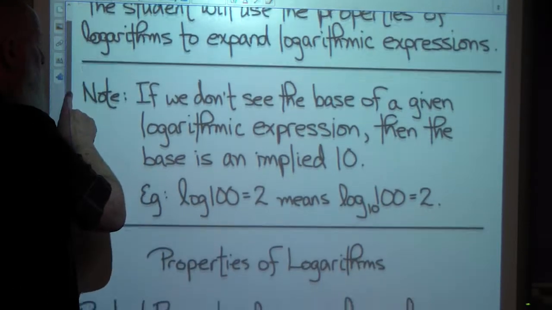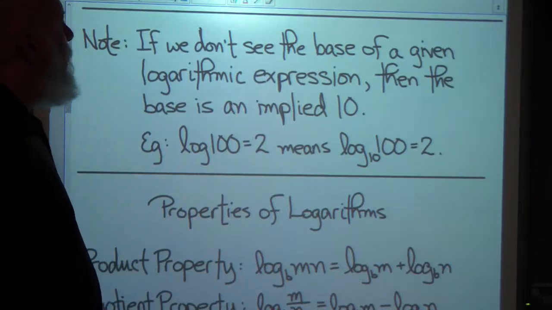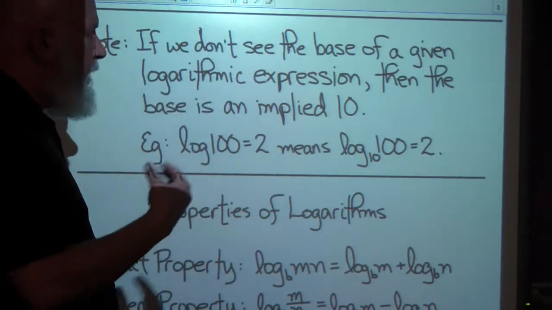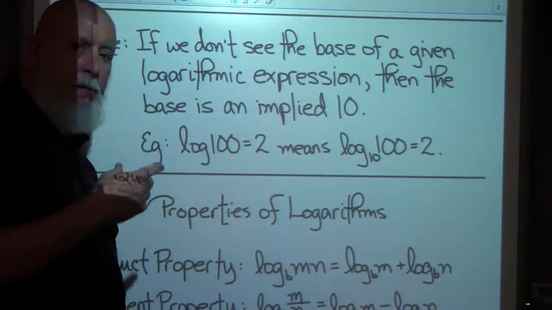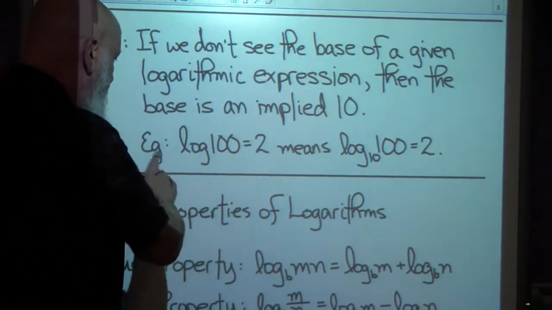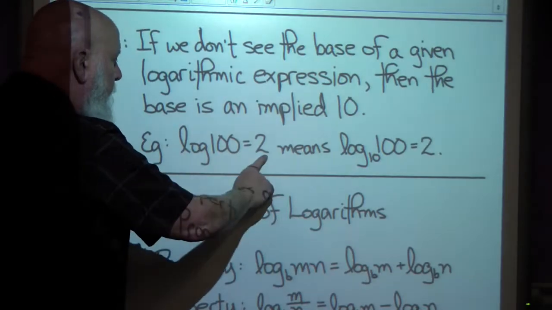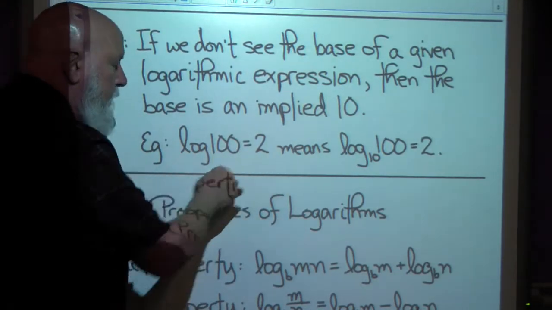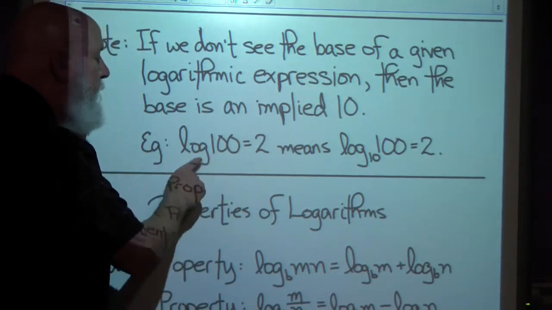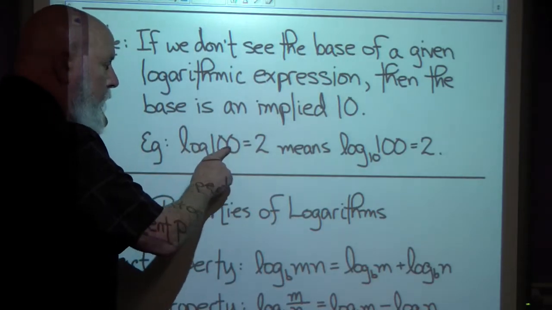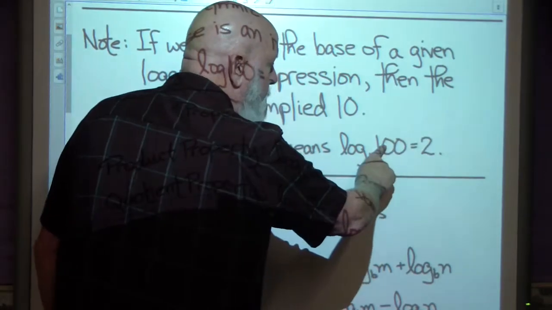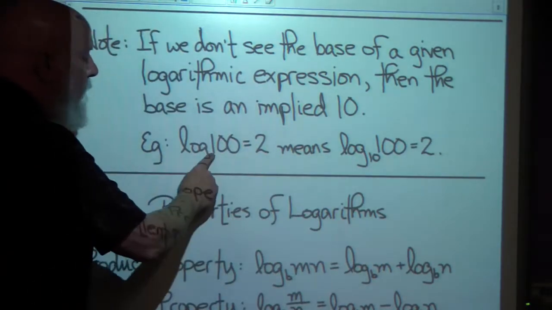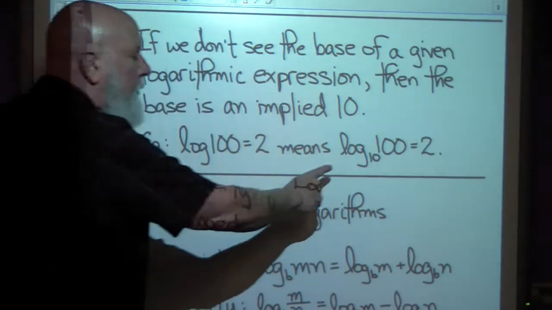Here we go. One thing we have to think about, note, if we don't see the base of a given logarithmic expression, then the base is an implied 10. For example, log 100 equals 2 is how we read that. What it means is log base 10 of 100 is equal to 2. 10 to the second power is equal to 100. So if you don't see the base, it's an implied base 10.